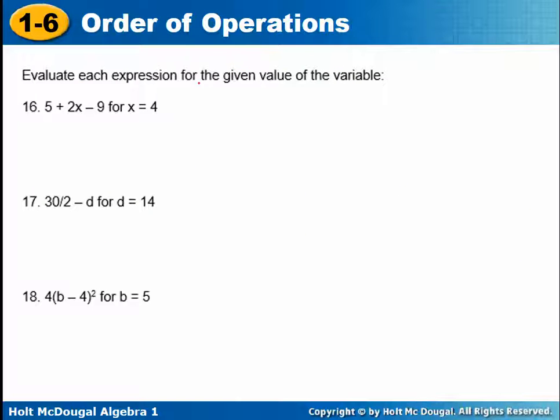So there's a few problems on your worksheet where you'll be working with problems like this. Let's look at number 18. 18 says 4 times parentheses b minus 4 squared for b equals 5. So we will start by replacing b in here with 5. So we have 4 parentheses 5 minus 4.